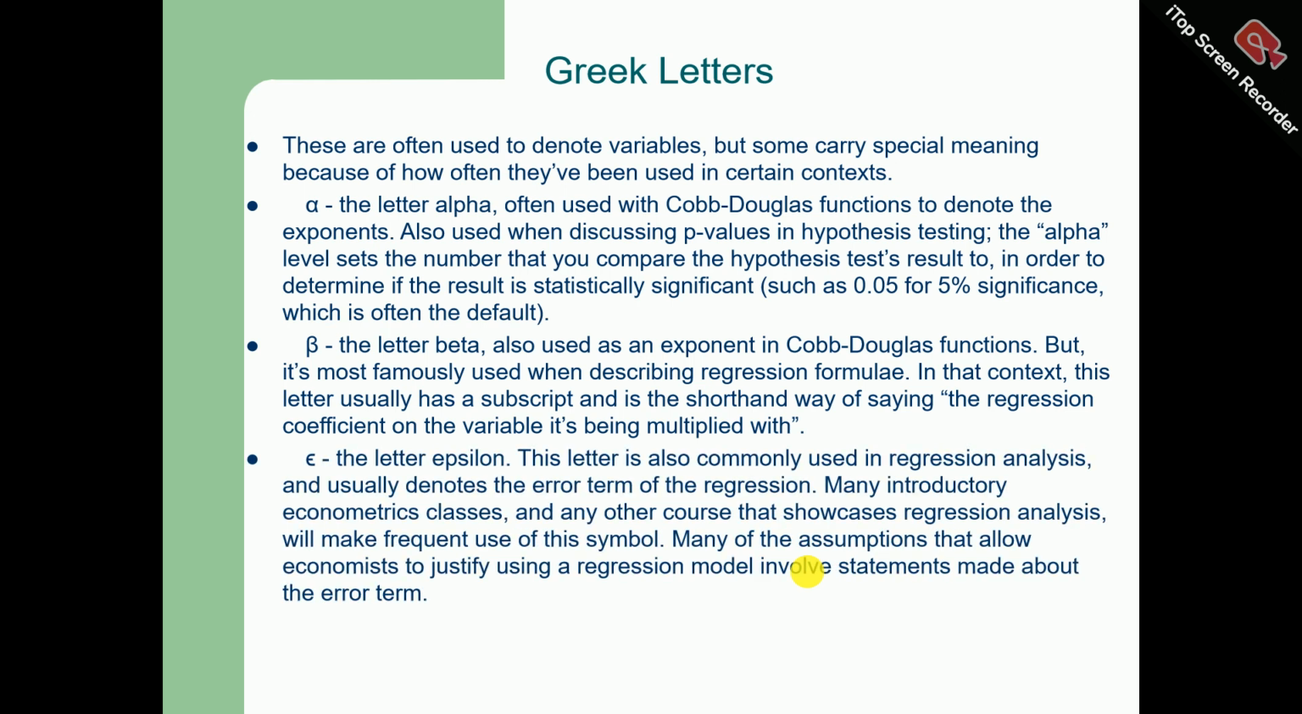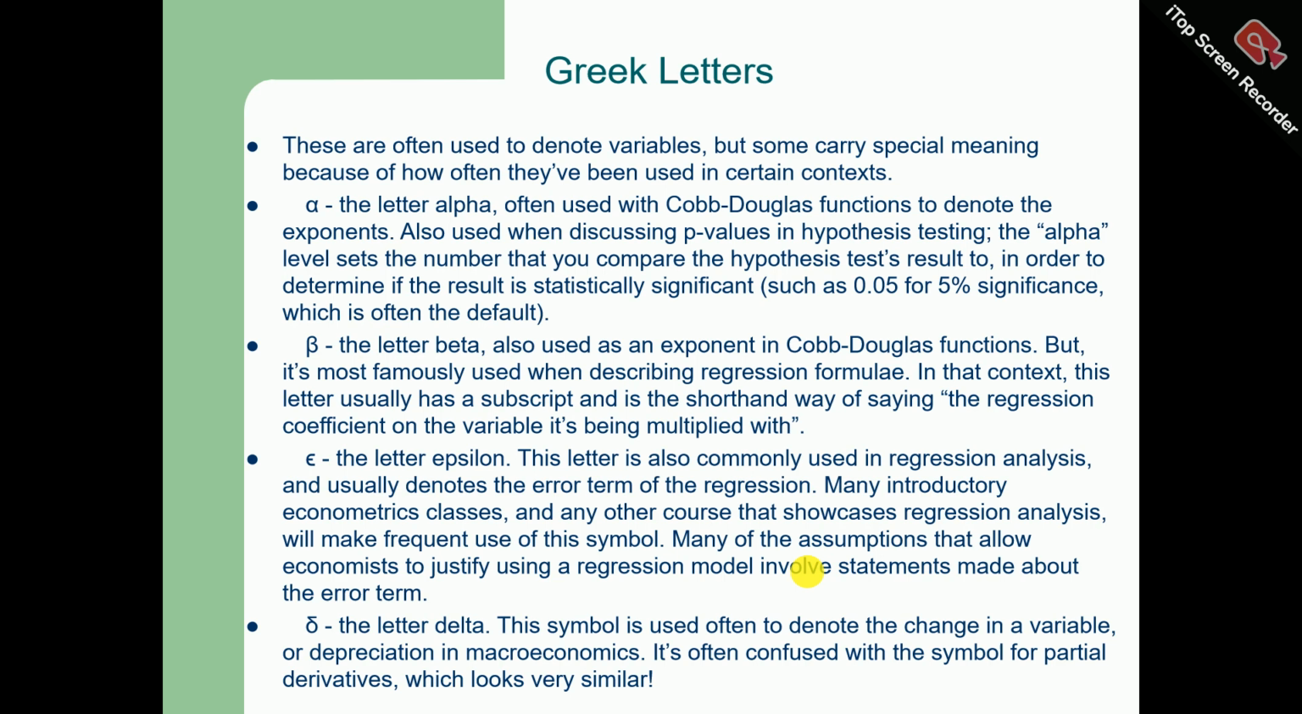The letter epsilon is commonly used in regression analysis, and this basically denotes the error term or the stochastic disturbance term. Many introductory econometrics classes and any other courses that showcase regression analysis will make frequent use of this symbol. The letter delta is used often to denote the change in a variable or depreciation in macro. For example, in the study of national income accounting, this may be used as depreciation in capital or capital consumption allowance.